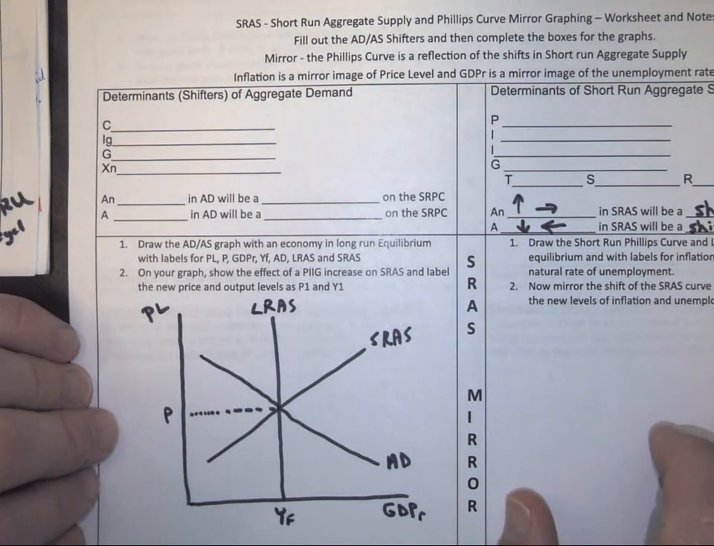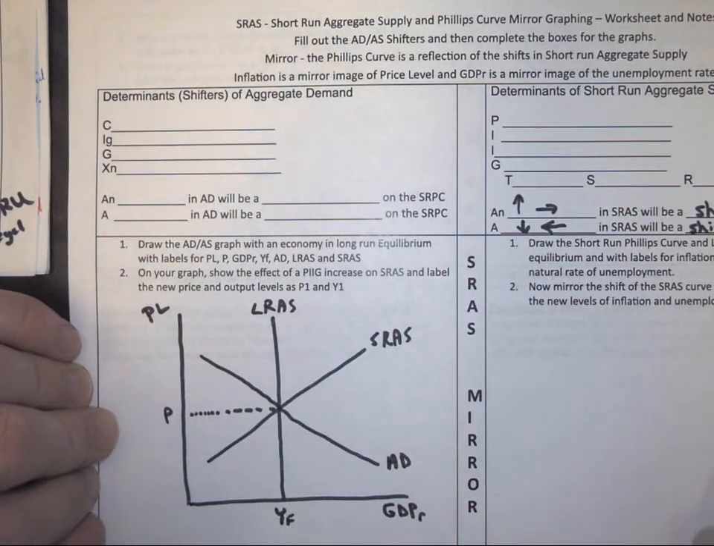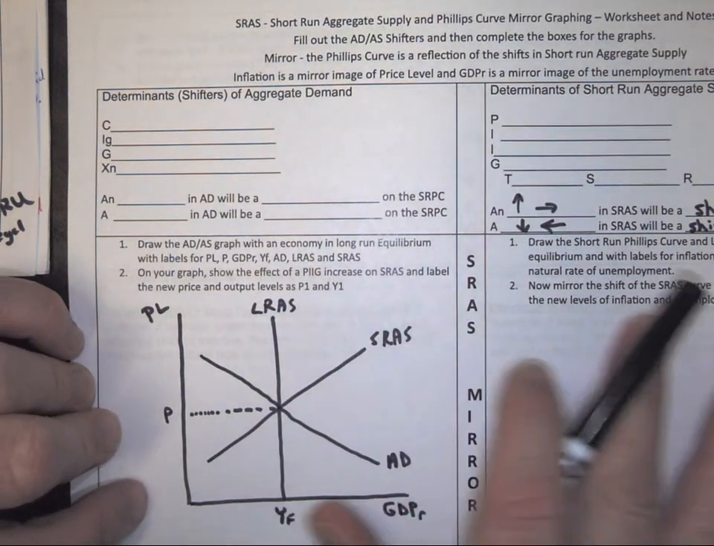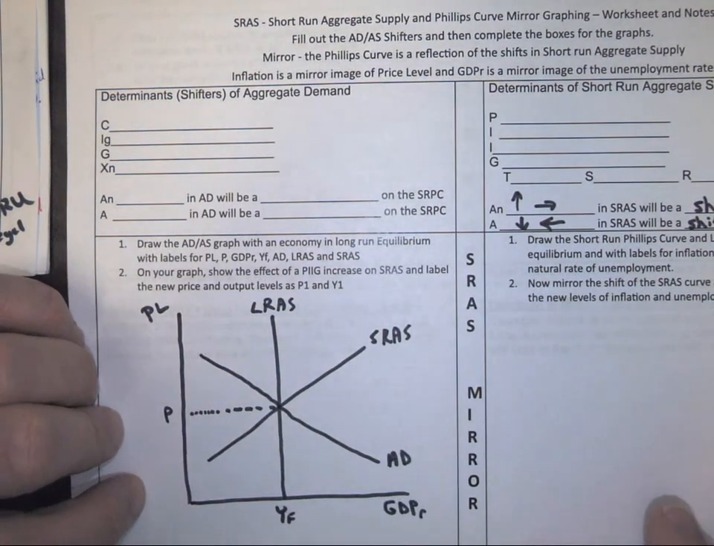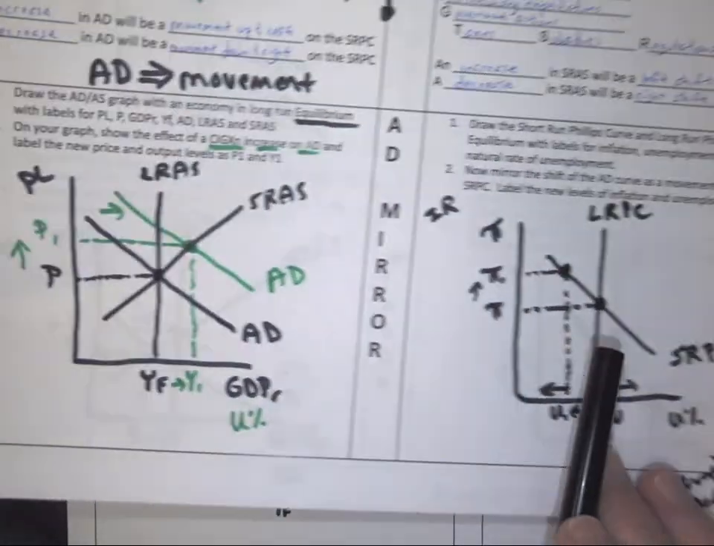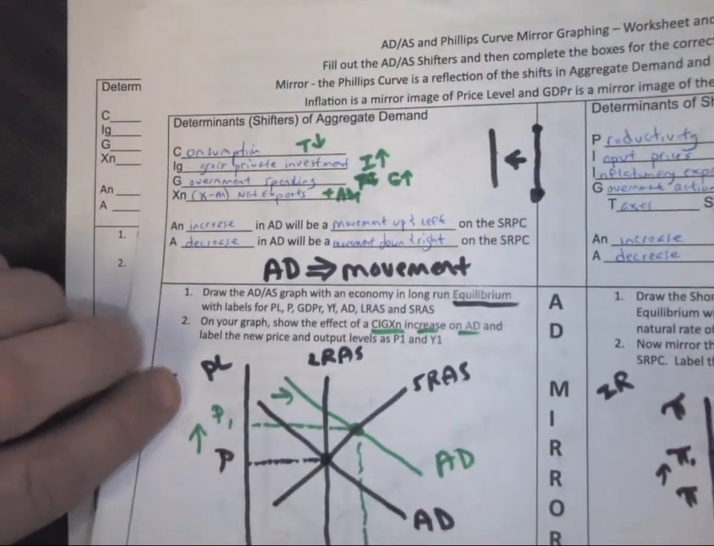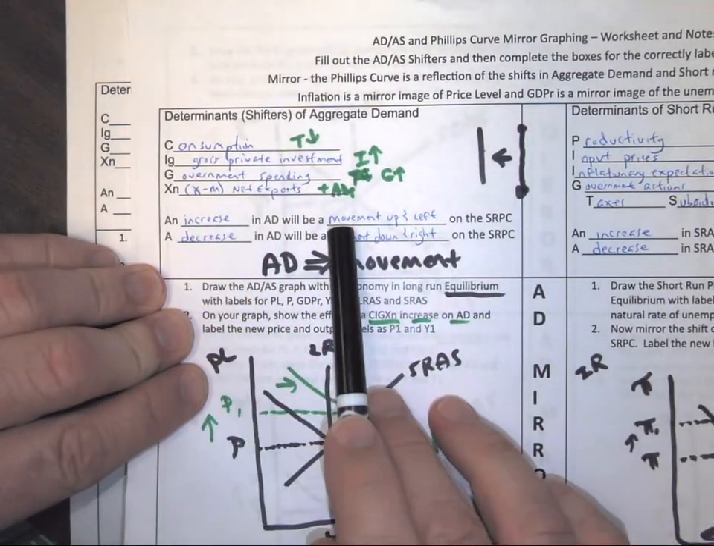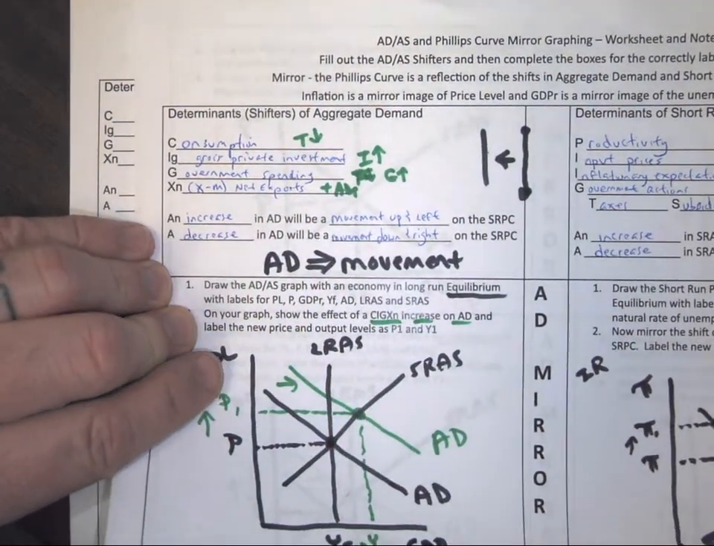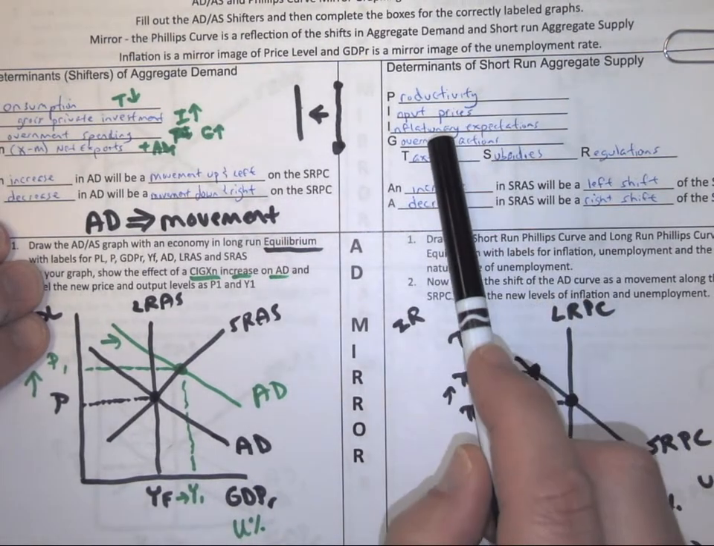Alright, today what we're going to be doing is looking at short-run aggregate supply and the Phillips curve and how they mirror one another when they make their shift. Last time we looked at aggregate demand and how that caused a movement on the short-run Phillips curve. For your warm-up, fill out sigma x and what happens to the short-run Phillips curve along with the shifters of aggregate supply.